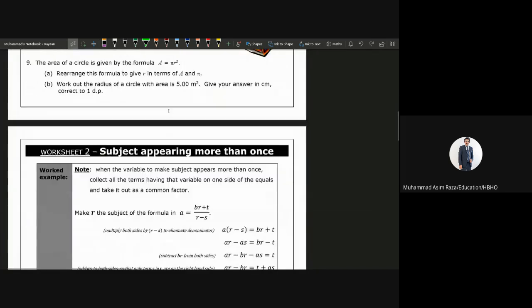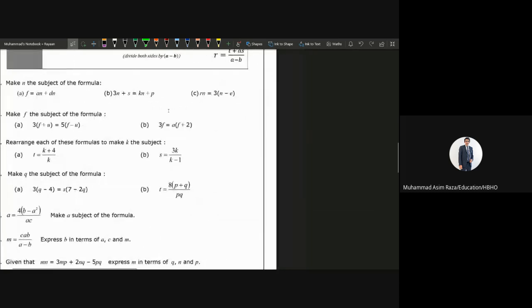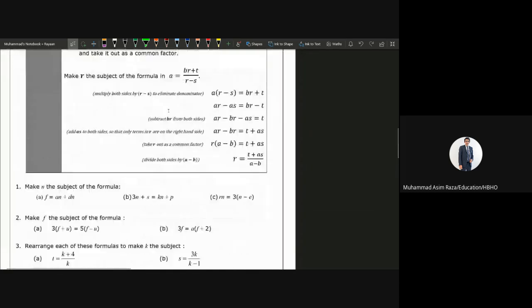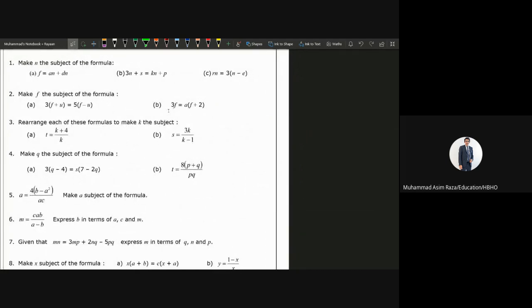You know that these are very much easier. Let's move on to something more fundamental. For example, over here, this is worksheet number 2. Again, we have to do quite simple things. For example, in question number 1, part A, just take n as common over here. So we have a plus d, and here we have f, and n will be equal to f over a plus d, like this one. So it will make n the subject of the formula.